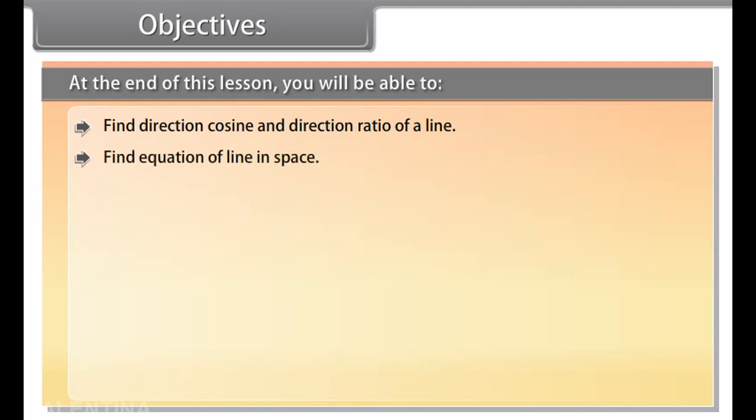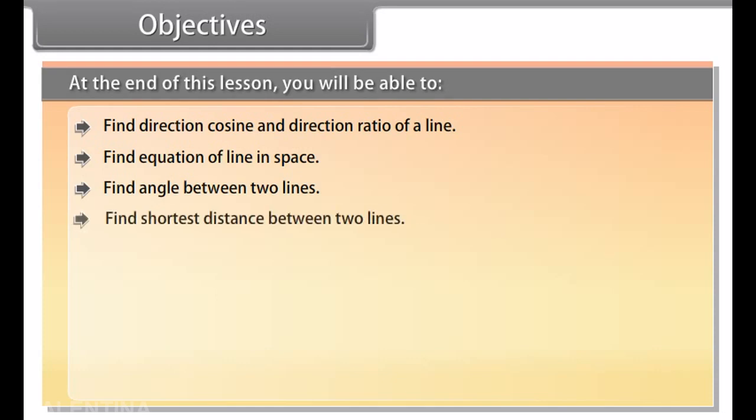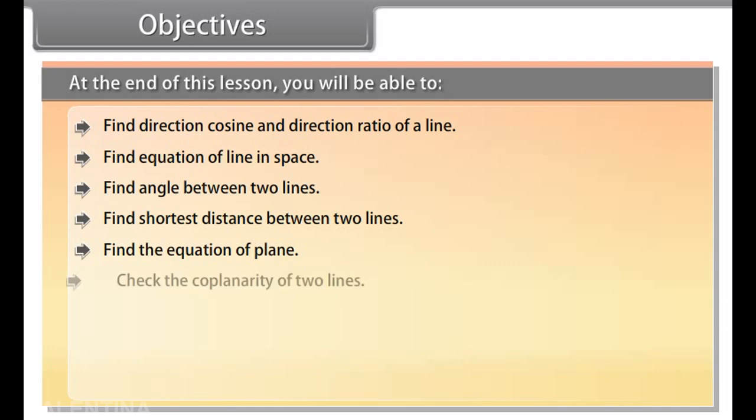Objectives. At the end of this lesson, you'll be able to find direction cosine and direction ratio of a line, find equation of line in space, find angle between two lines, find shortest distance between two lines, find the equation of a plane. Check the coplanarity of two lines.